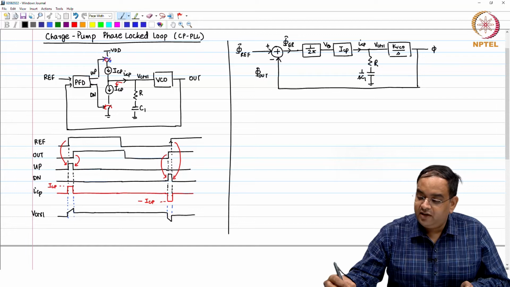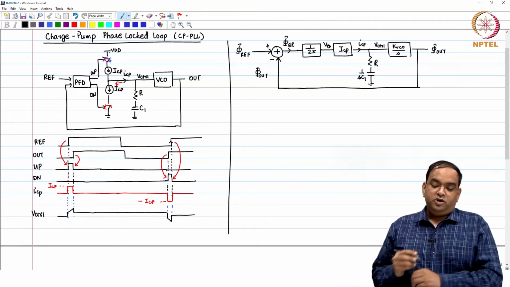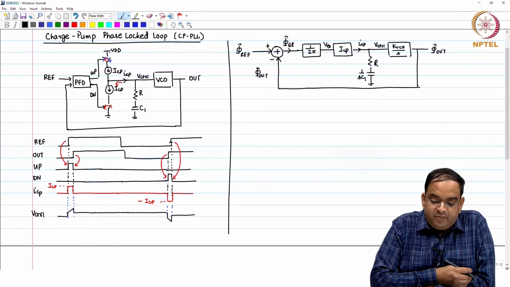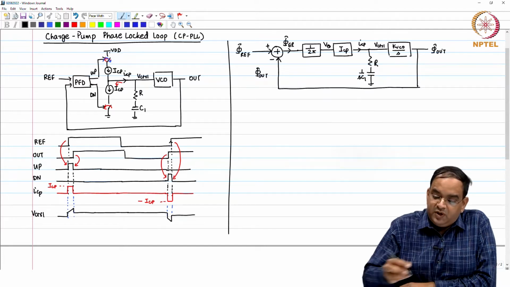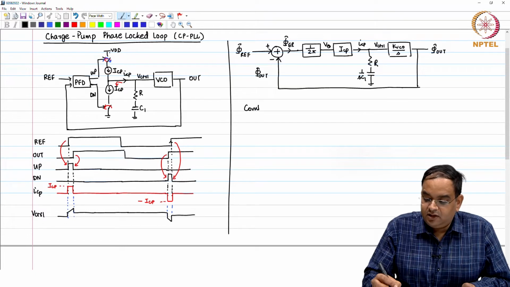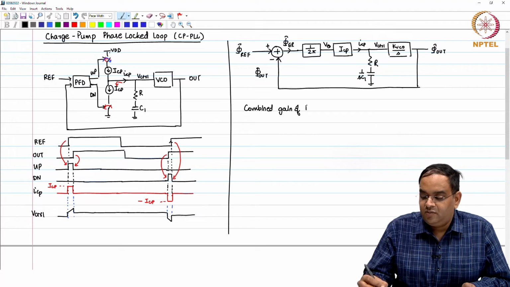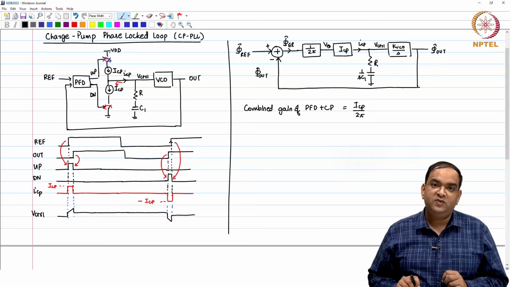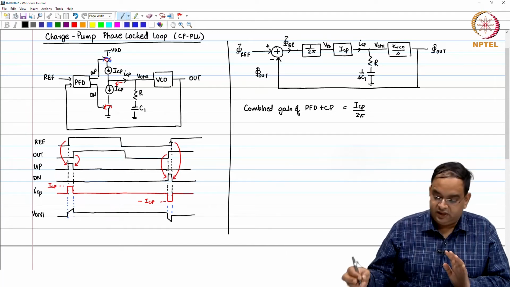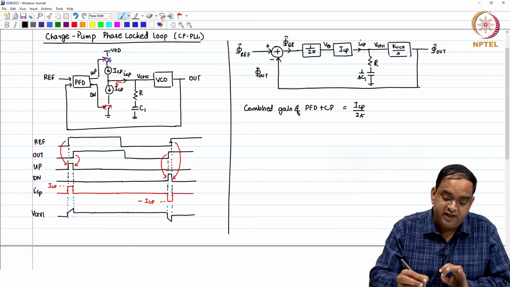Okay. This is phi out. So, in the previous session we approximated the combined gain of the PFD plus charge pump as ICP by 2 pi. Okay, so that was an approximation actually.